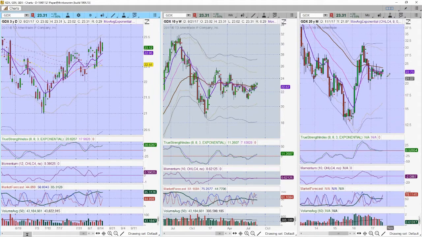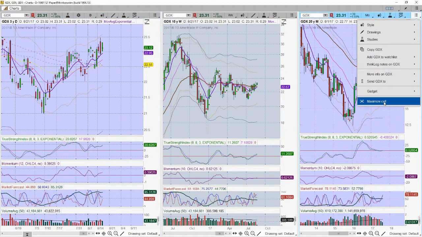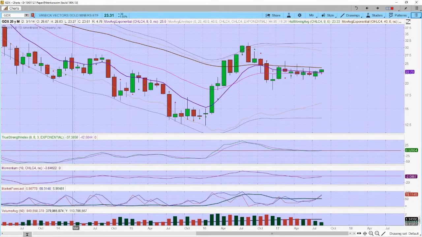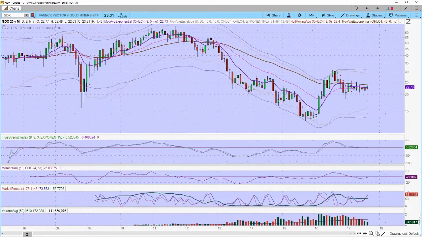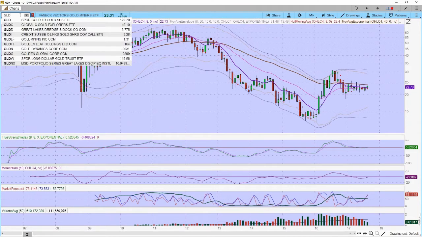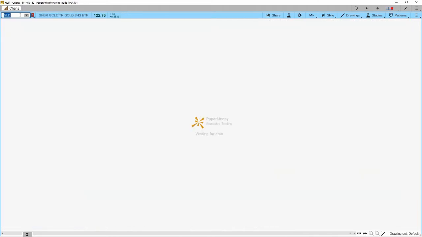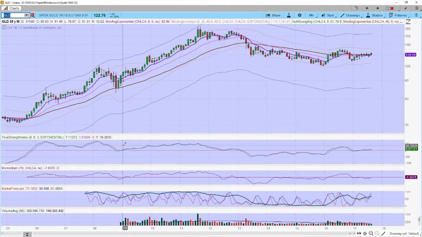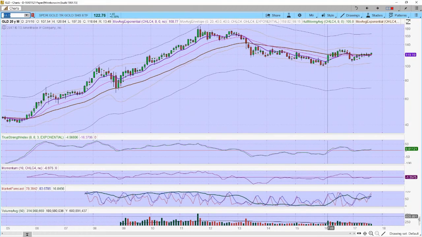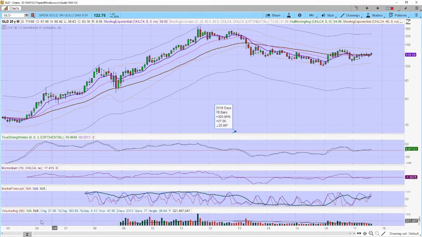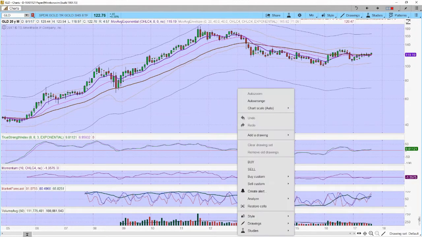There we go. And so I'm going to go over here. I'm going to maximize this cell and GDX. So that's that. But let's just go over to the gold index for one of the gold ETFs first, give us a longer term perspective on this. And is this going to go out far enough? I don't know. Yeah, it does.